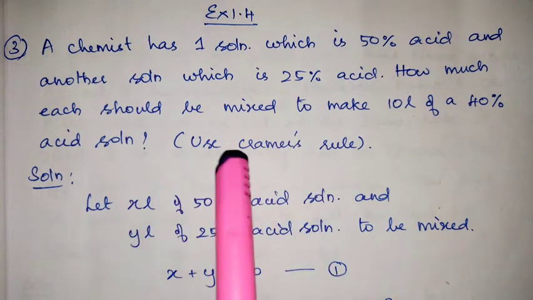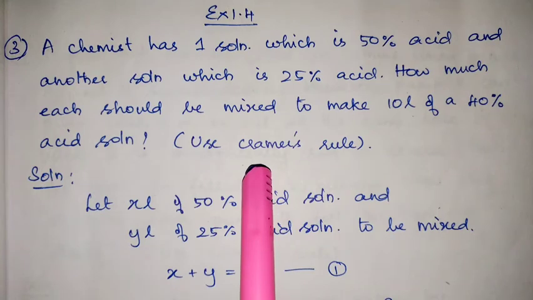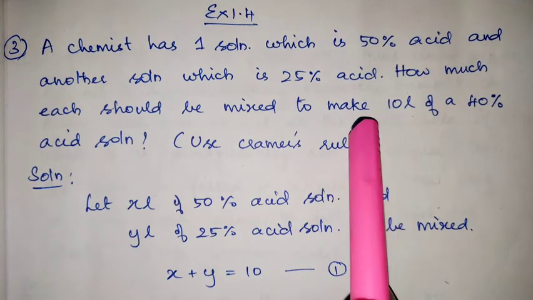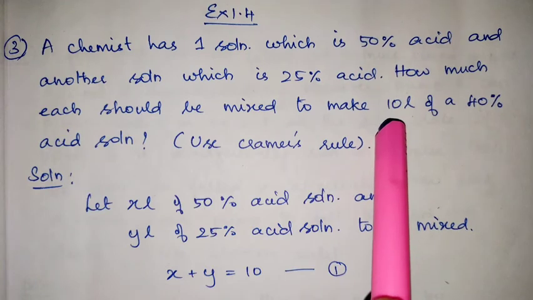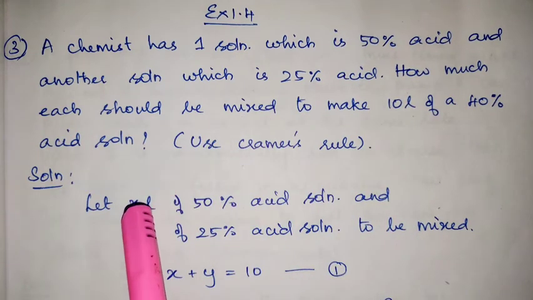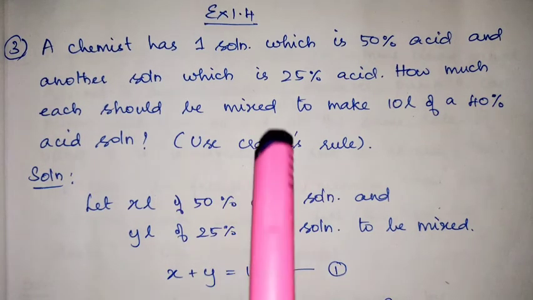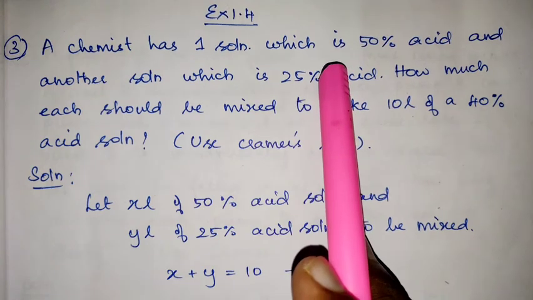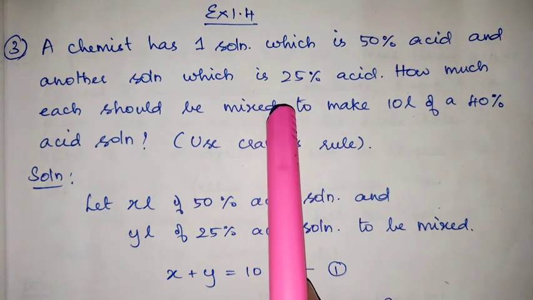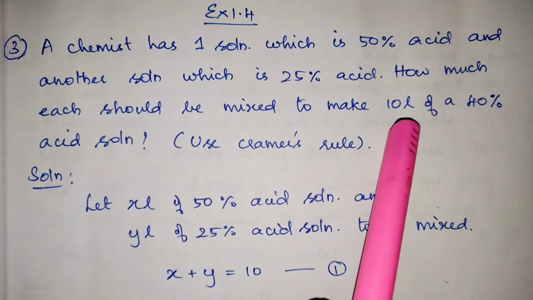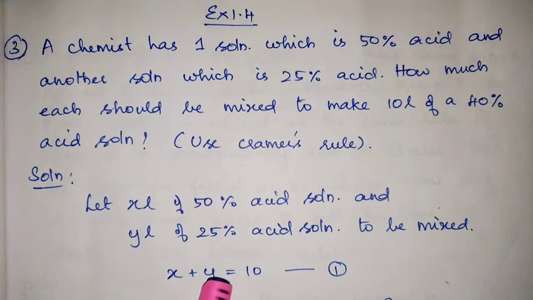And what is the first information? We need 10 liters finally, isn't it? So we are going to take x and y. When you add x and y, you must get 10. Some amount from the 50%, some amount from the 25% are to be added, so you will get 10 liters. That means x plus y is equal to 10. That is equation 1.